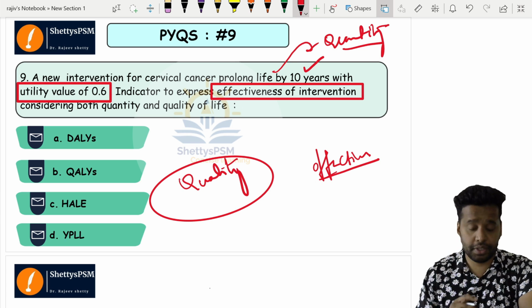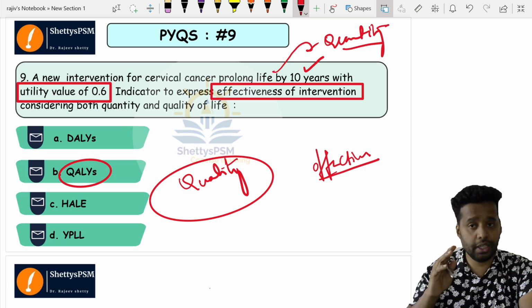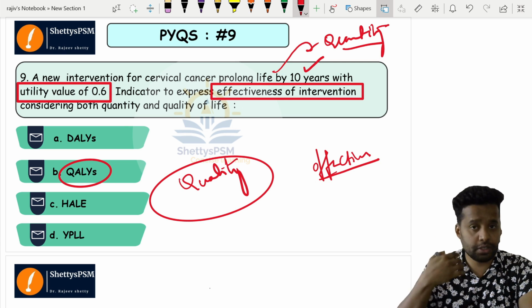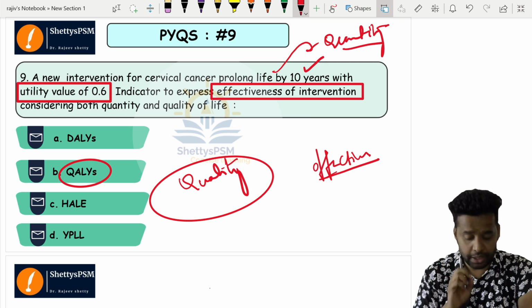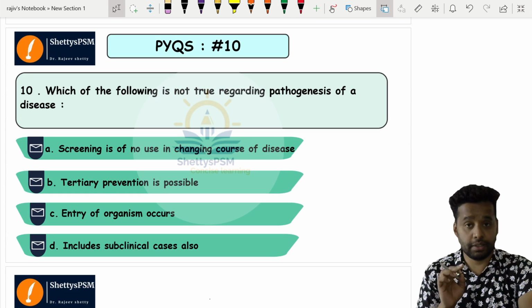If this is the question, 100% the answer is QALYs. It will include both quantity, how much it is prolonged, and how they are living, what is the quality of life. Quality of life is given by what values? Utility value. QALYs are used to tell how good the intervention is.